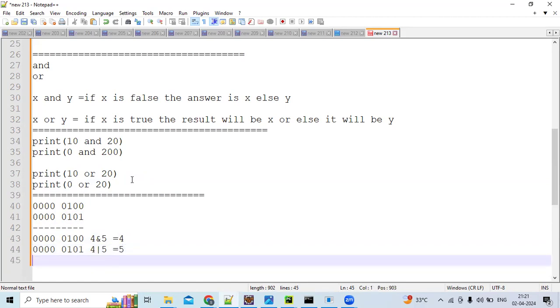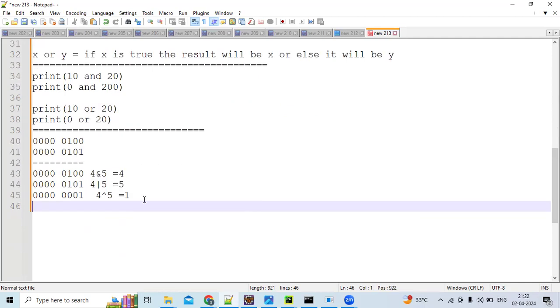Okay. Suppose 4 XOR 5. XOR means if both are different, then only the answer is 1, else 0. So same is 0. Again, 1, 1, same 0. 0, 0, same 0. 0, 1, different, 1. What is the answer of 4 XOR 5, guys? 1. Okay, so this is about these three operators.